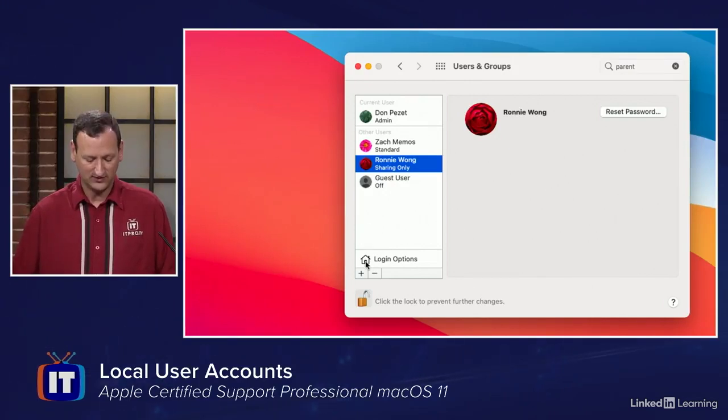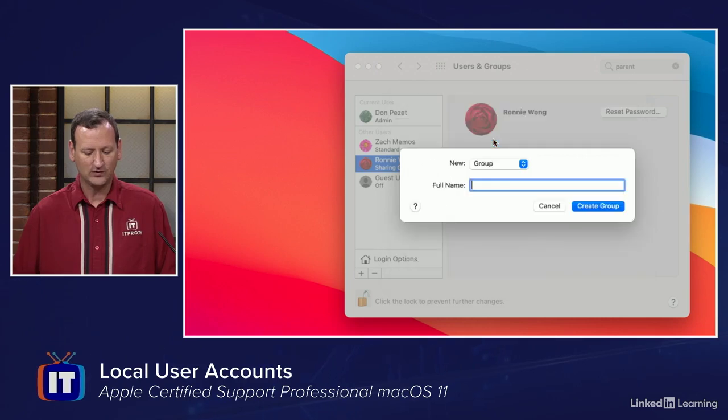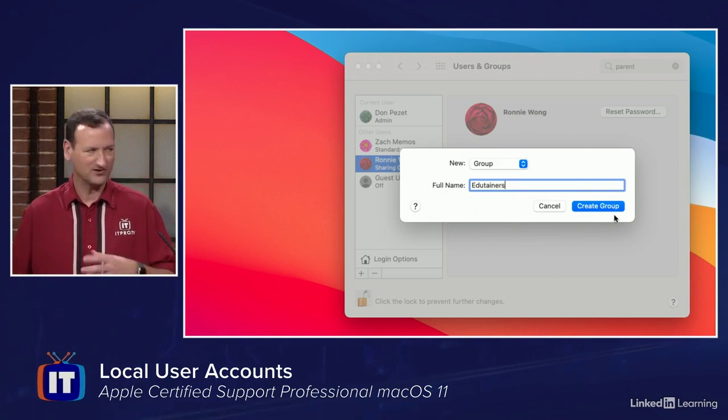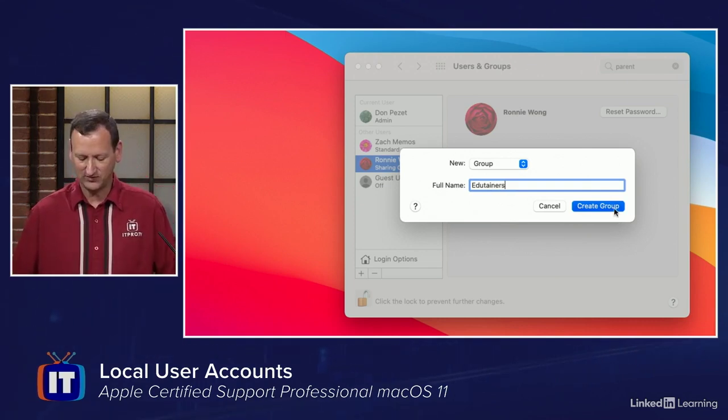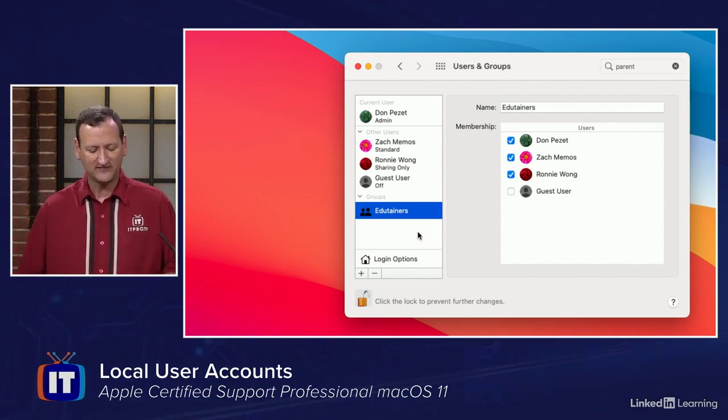So I'm going to come in here and I'll hit the plus sign. And instead of adding a user, I'm going to add a group. And when I go to add a group, I can type a name. So maybe this will be my edutainers. And so these are going to be other edutainers that I want to have access. I'll hit create group, and now I've got it. And I can go and pick who's going to be in that group. So maybe it's Zach, me, and Ronnie. I'll just check off the users, and now I've got that group available.